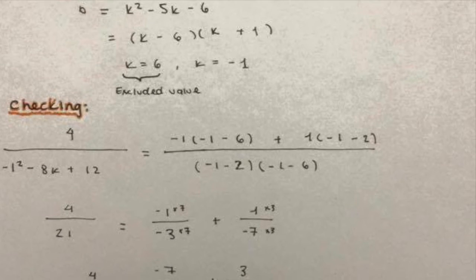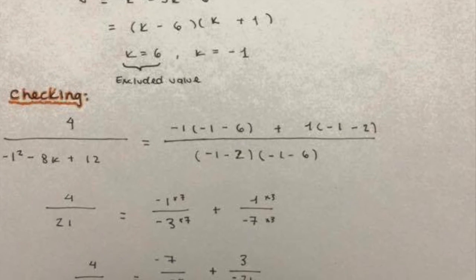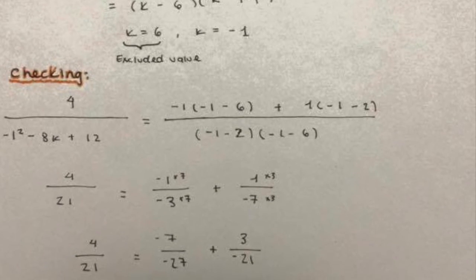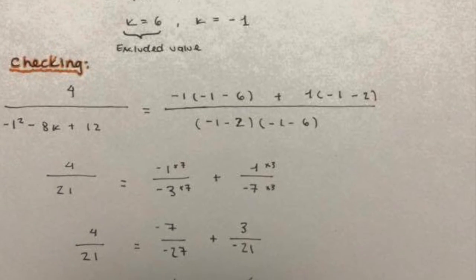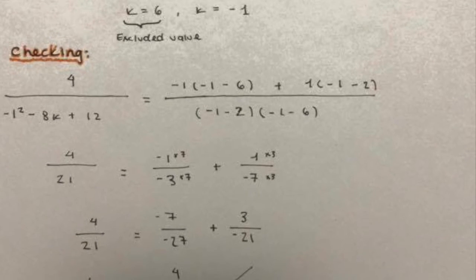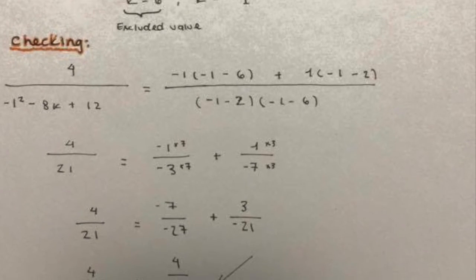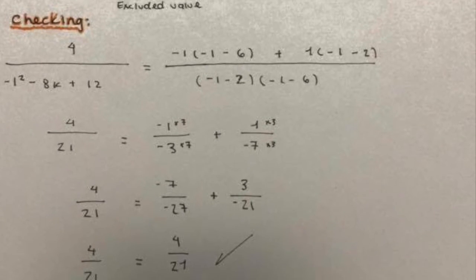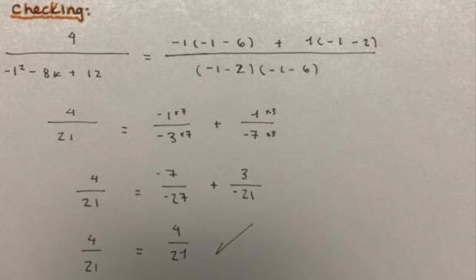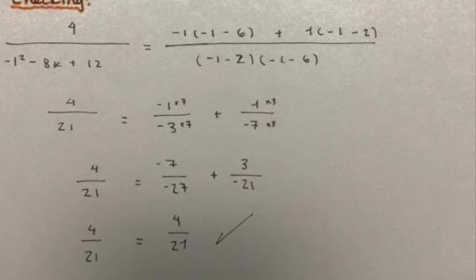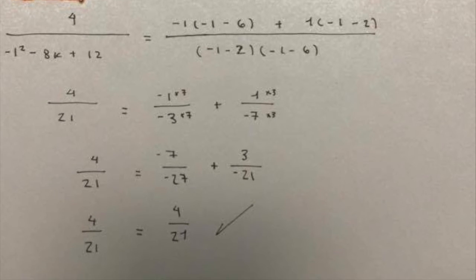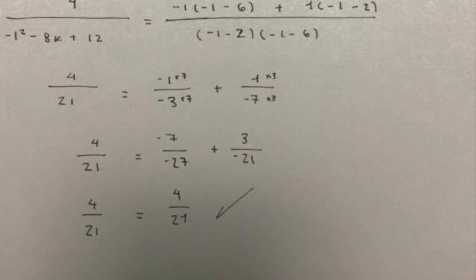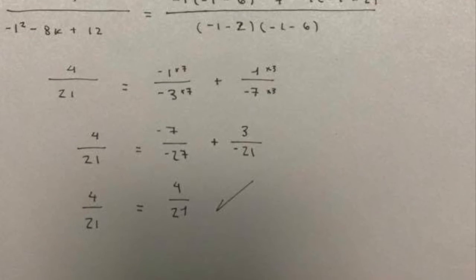In order to check our values, we have to substitute for k in the first equation, so it would be 4 over negative 1 squared minus 8k plus 12 is equal to negative 1 times negative 1 minus 6 plus 1 times negative 1 minus 2 over negative 1 minus 2 times negative 1 minus 6. And that would give me a final result that is equivalent to the other.